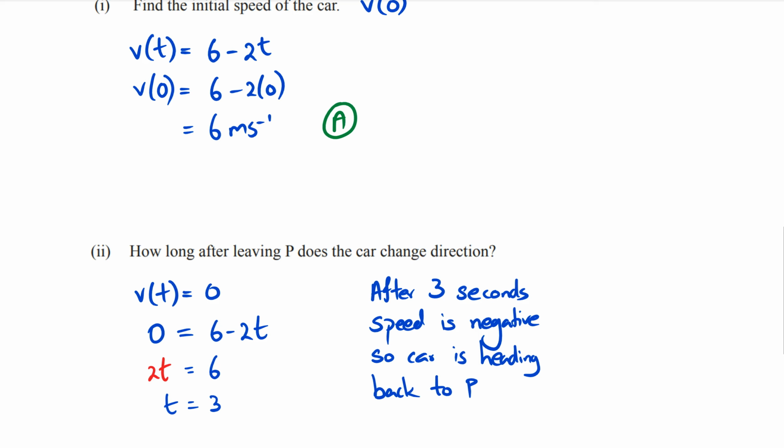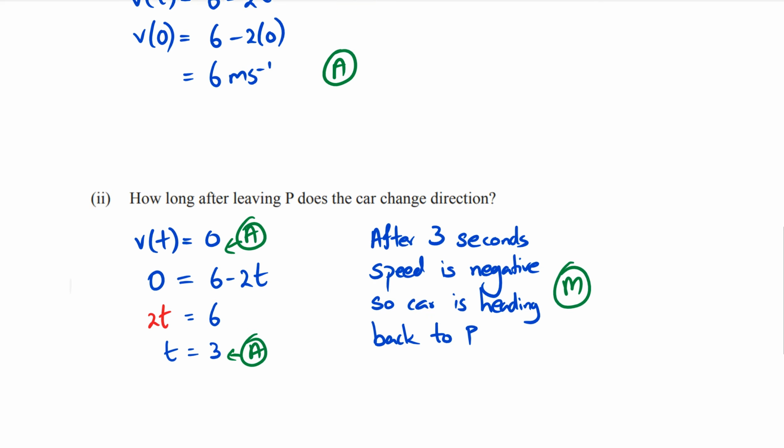So grades wise, finding that velocity is equal to 0, just identifying it, can get you an achieved. Getting the 3 gets you an achieved. But you need to actually explain this to get a merit for this question. All right, let's go to the next part of this question.